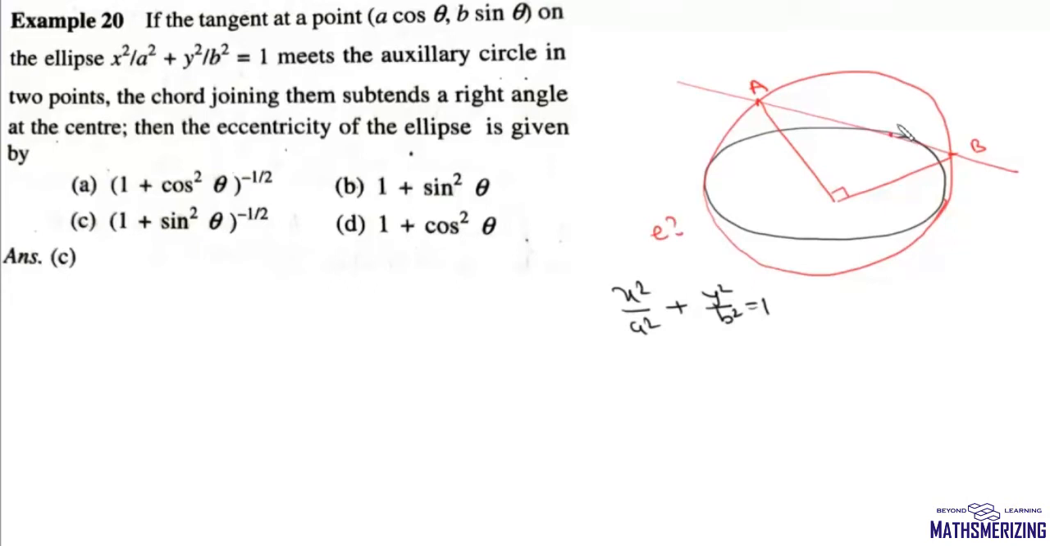Now it is given that the eccentric angle for this point P is theta. So we can write the equation of the tangent. The equation of the tangent is given by x cos theta upon a plus y sin theta upon b, and it is equal to 1. So the equation of this line AB is x cos theta upon a plus y sin theta upon b equals 1.